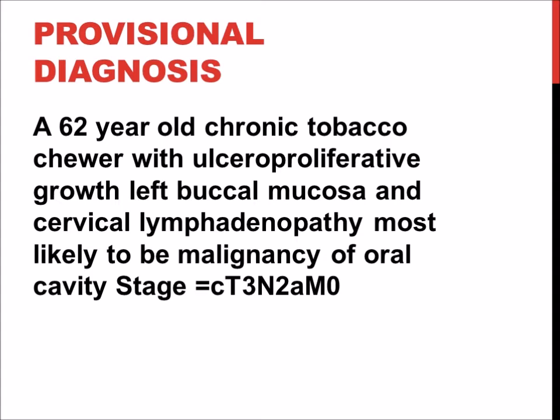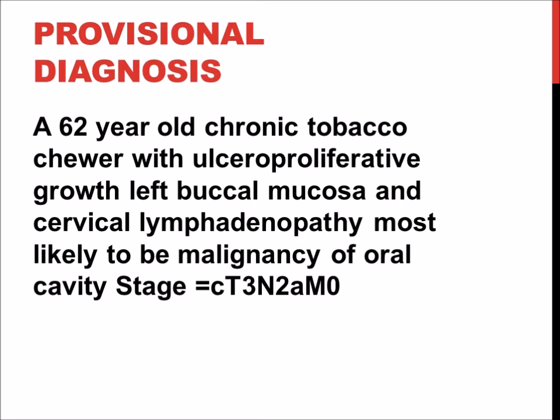N1 means an ipsilateral single lymph node of less than 3 centimeters. N2A means an ipsilateral single lymph node of 3 to 6 centimeters. N2B means multiple ipsilateral nodes of 3 to 6 centimeters. N2C means either bilateral or contralateral lymph nodes of 3 to 6 centimeters. And N3 is ipsilateral or contralateral or bilateral or any lymph node which is more than 6 centimeters. It will be N3. So based on that, since our lesion was 6 by 3 centimeter size, it comes under T3. Since it was a single ipsilateral lymph node of 4 centimeters, it came under N2A.